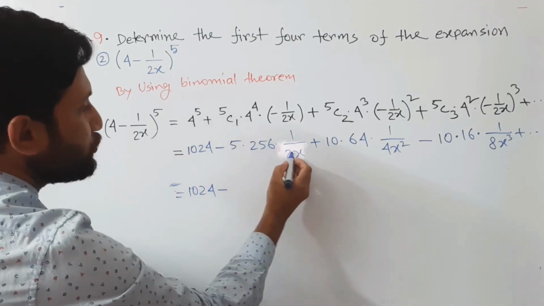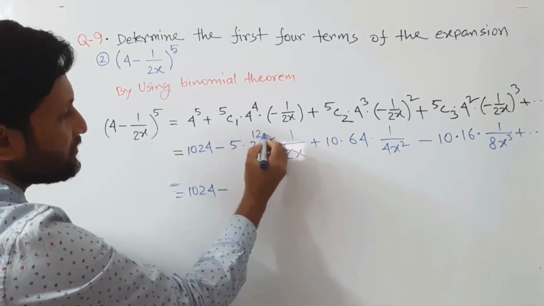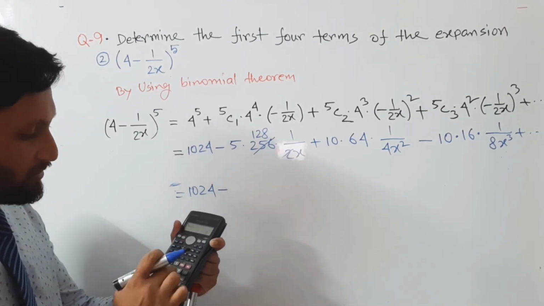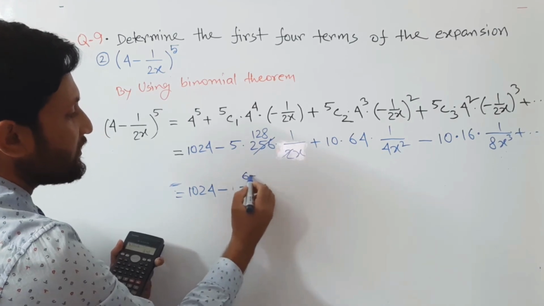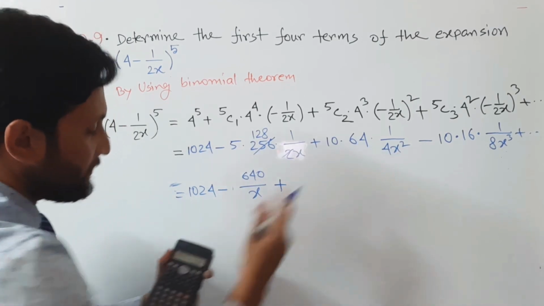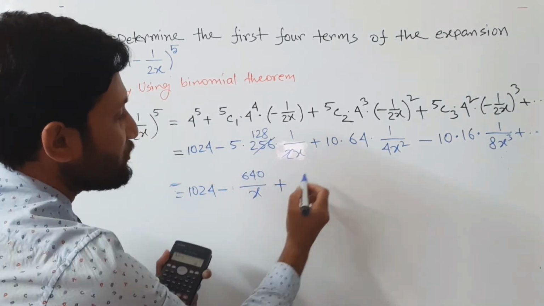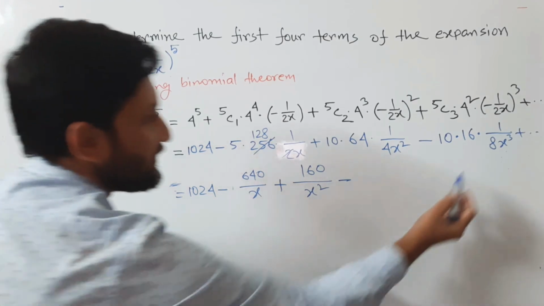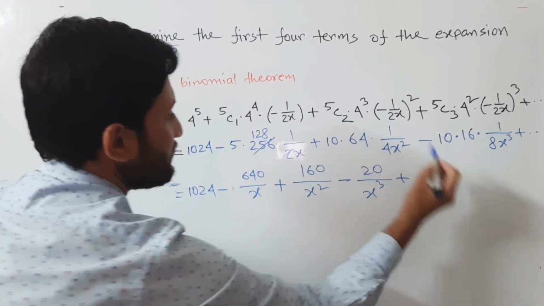Now by calculation we can write 1024 minus 128 into 5, that means 640 divided by x. Then again plus 64 divided by 4 is 16, into 10, so 160 divided by x square. And the next term, here see 16 divided by 8, that means 2, 10 into 2 is 20, so minus 20 divided by x cube. This is our required answer.